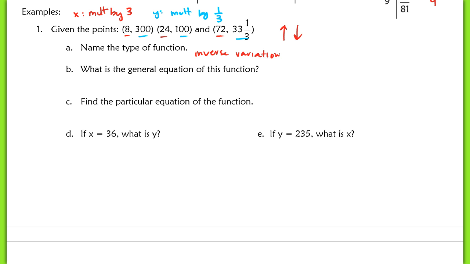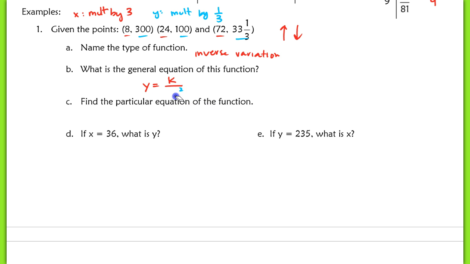And then to answer part B here, when it says what is the general equation of this function, this is where we have to do a little bit more thinking, and this is the hard part, I think, for most students. So we should at least know that for an inverse variation function, we take the constant and we're going to divide it by our variable. But this is where students get confused because they're not sure, is it x squared, is it x cubed?